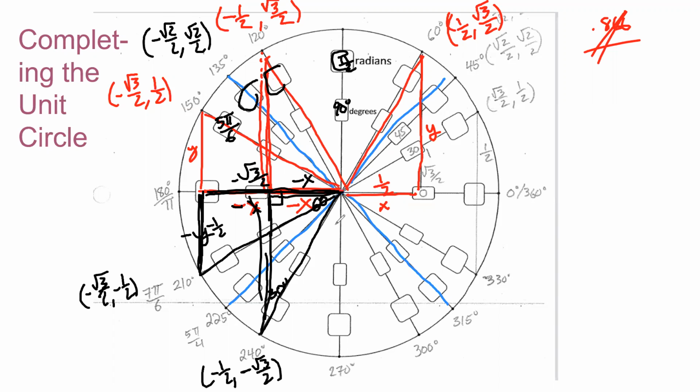So do you see how you don't have to memorize all these? You can draw the little triangles in your head or on your paper, and you can see, oh, this one's short and this one's long. So negative short leg, negative a half, long leg, negative root 3 over 2.